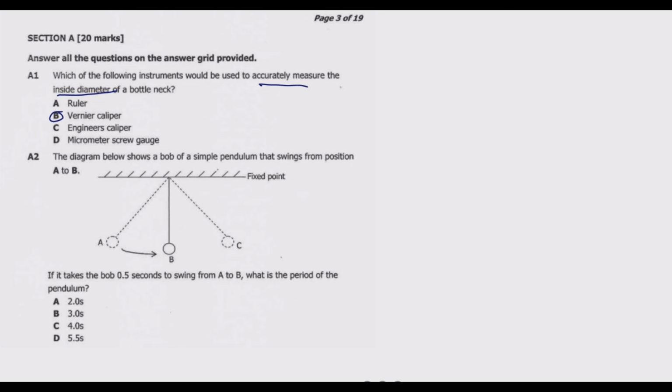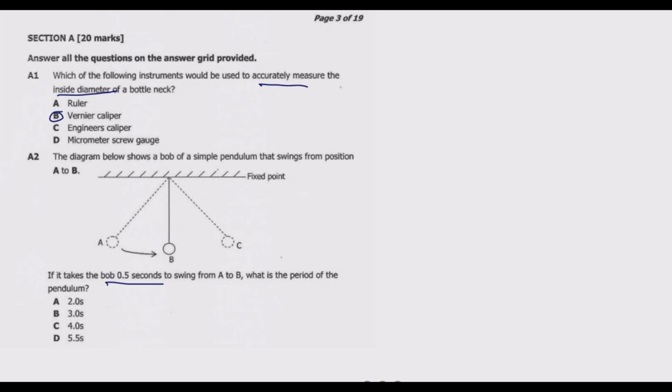The diagram below shows a bulb of a simple pendulum that swings from position A to B. If it takes the bulb 0.5 seconds to swing from A to B, what is the period of the pendulum? The first thing we need to understand is what the period of a pendulum is. The period of the pendulum is the total time the pendulum takes to make a complete oscillation.